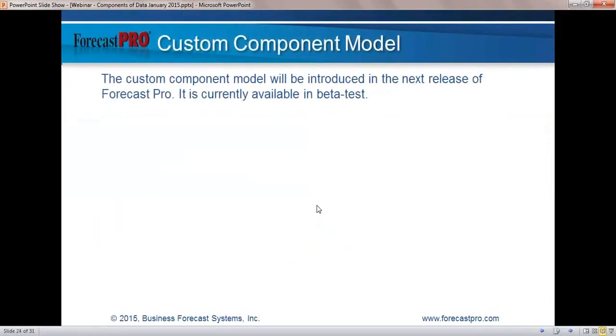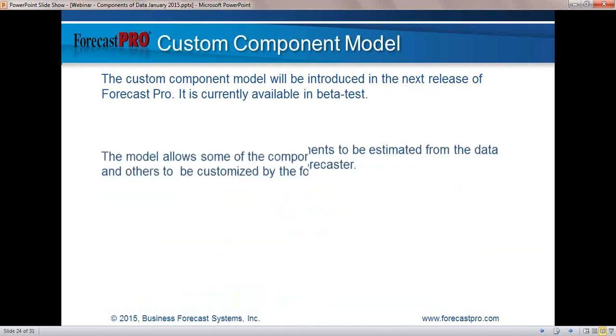and introduce something that we have under development currently called a custom component model. And it's one way of customizing certain components. So this will be introduced in the next release of Forecast Pro. It's currently available in beta test form. If you're a Forecast Pro track user and you want to get an advanced look at this, we can arrange that.